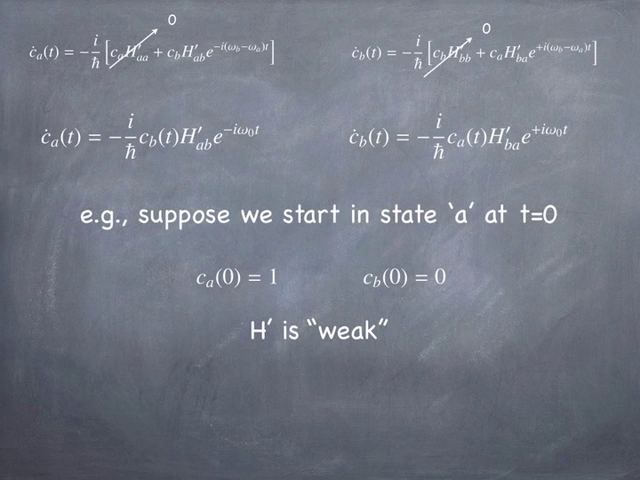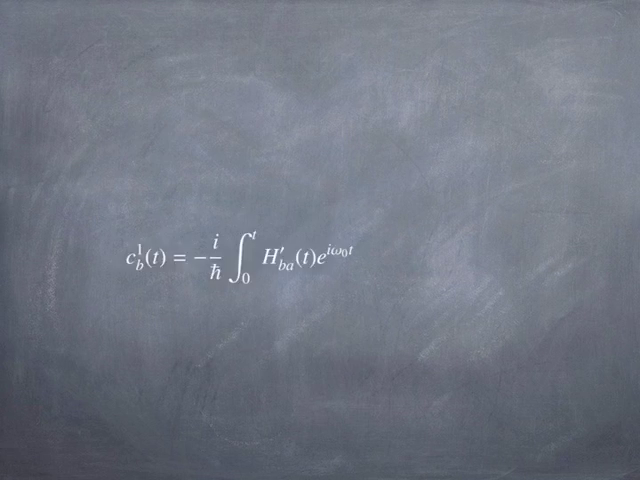So what I can do then, if H prime is weak and CB is 0, then I can forget about CA dot. It's not significant because CB is 0 and H prime is weak. But CB dot, because CA is 1, is not going to be negligible. And so I can simply integrate that equation, substituting for CA. I'll just put in 1. It's a constant value. And I get an integral that I can evaluate.